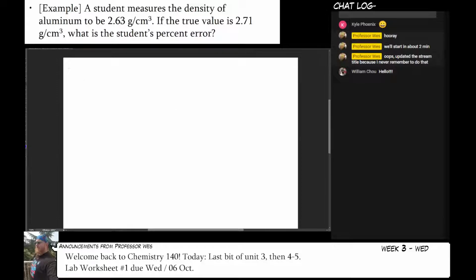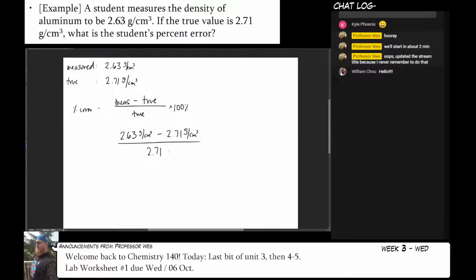All right, so my measured value was 2.63 grams per cubic centimeter. We're going to talk about what that unit means in a little bit when we talk about density. Now, the true value was 2.71 grams per cubic centimeter. So let's apply the percent error formula: measured minus true, divided by true, times 100%. We're just going to plug in the numbers. So my measured number was 2.63 grams per cubic centimeter. My true value was 2.71. And again, the true value is the same thing.